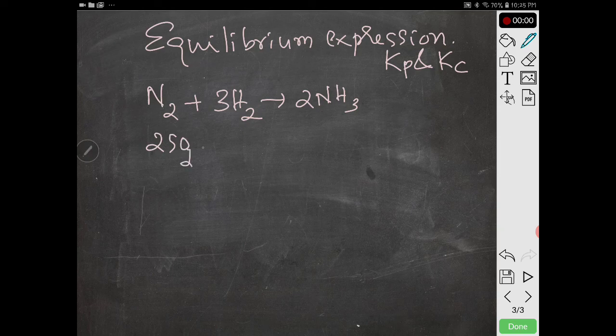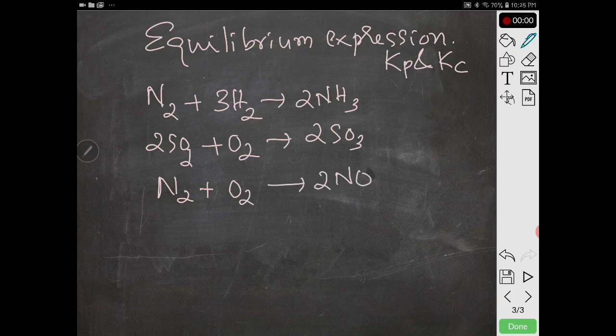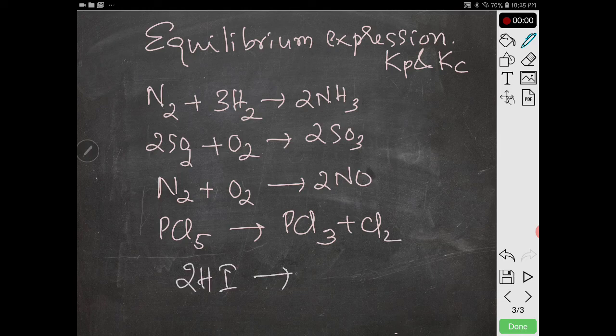2SO2 plus O2 gives 2SO3. N2 plus O2 gives 2NO. PCl5 gives PCl3 plus Cl2. 2HI gives H2 plus I2. For all these five reactions, you have to write down the expression for Kp and Kc. Please submit it today itself before 5 o'clock.